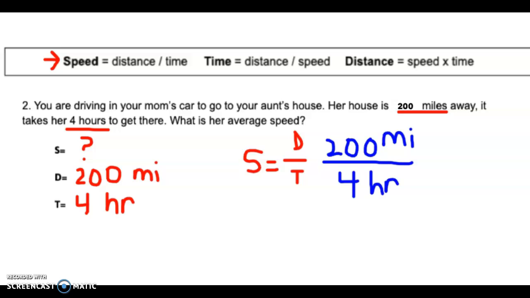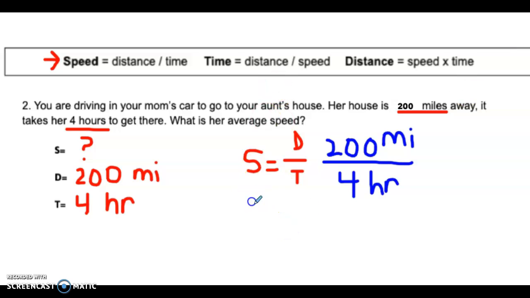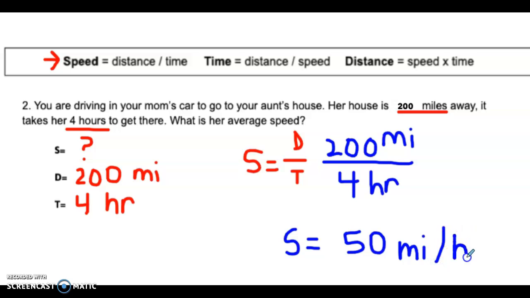Again, I can do that in my head, or I can use a calculator. I'm going to plug in 200 divided by 4, and that gives me the answer of 50. So her average speed for this trip was 50. And when I go to label it for speed, you always need distance per unit of time. The distance in this problem was miles, and the amount of time used was hours. So miles per hour will be how I label it.